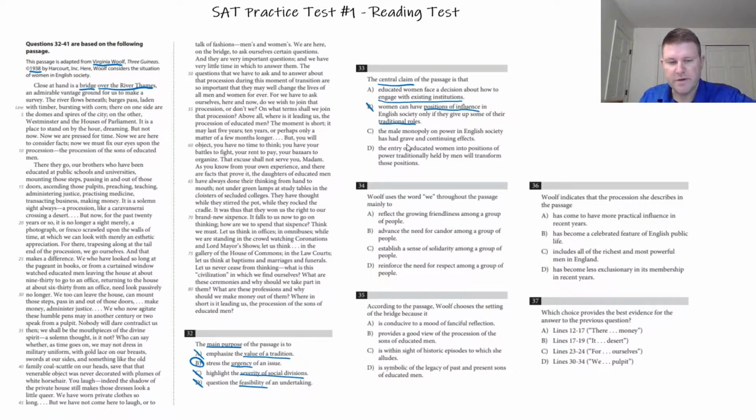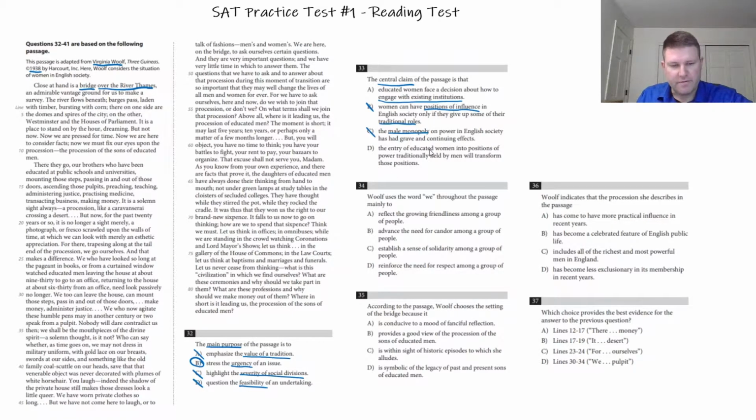And then C is another trap. The male monopoly on power in English society has had grave and continuing effects. Very true, yeah, but it's not what she's discussing. She's saying how exactly we can engage with existing businesses, right? So, more support for A. This is a trap, okay? If they're not actually talking about it, not the answer.